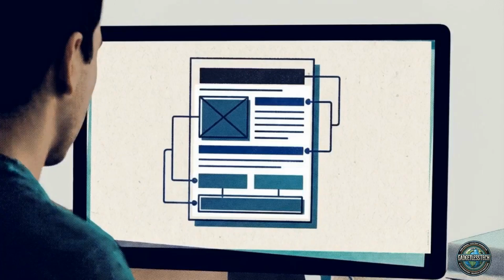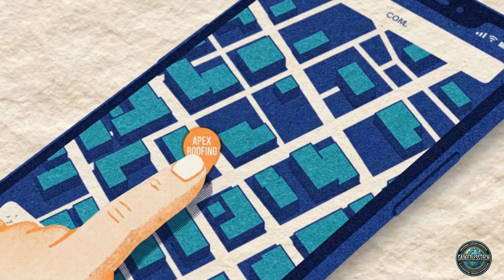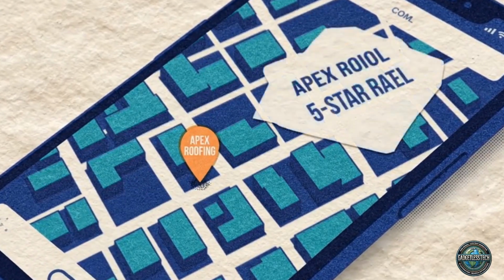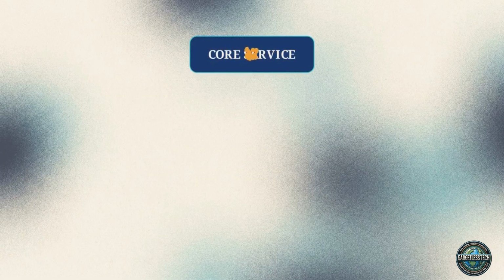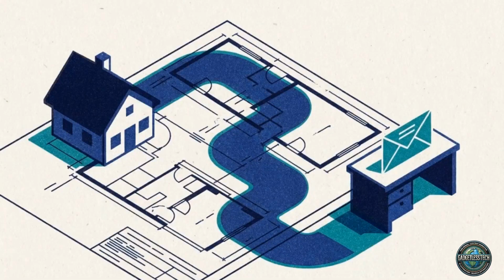This interconnected architecture creates dense topical authority. It signals to search engines that your business is the definitive expert for that entire service category in your region. Instead of concentrating keywords onto a single page, this architecture distributes them across a logical hierarchy. This structure acts as a guide, leading homeowners from their initial problem directly towards your contact form.